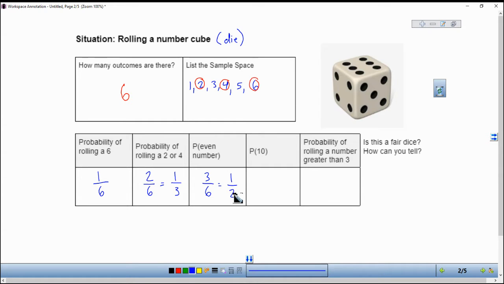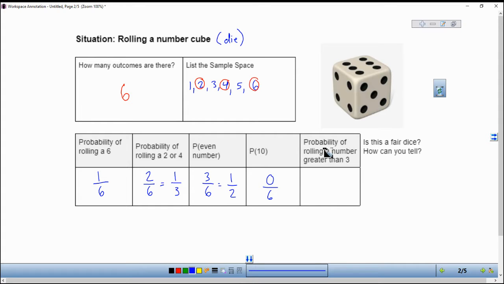So we could also say that that's equally likely. It's equally likely to get an even number as to get a not even number or an odd number. The probability of a 10, well, there are no 10s. So there would be no favorable outcomes out of 10. So it'd be 0 out of 6.